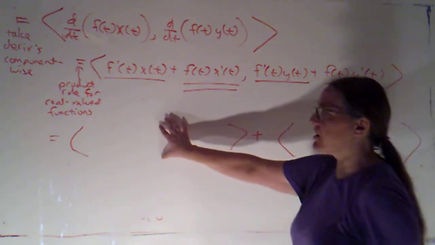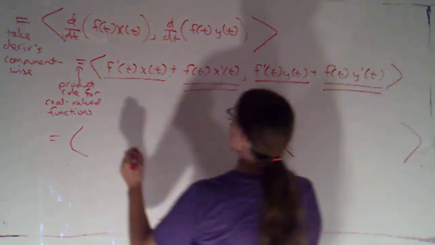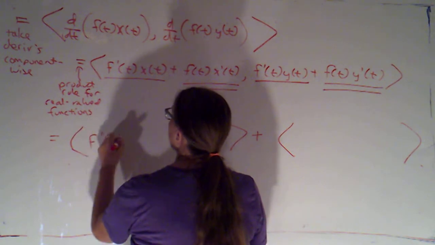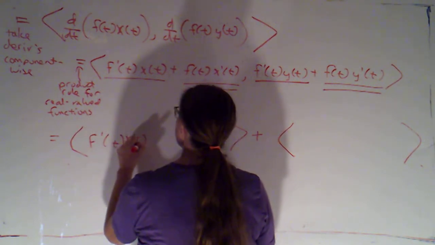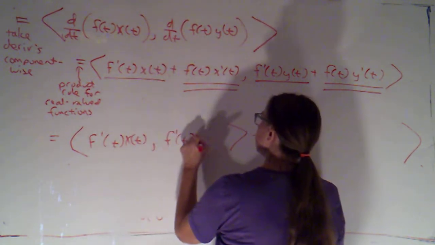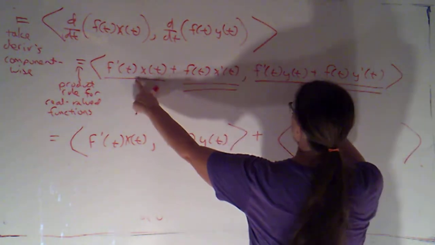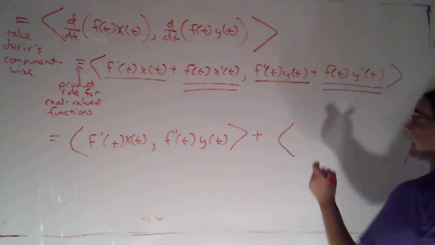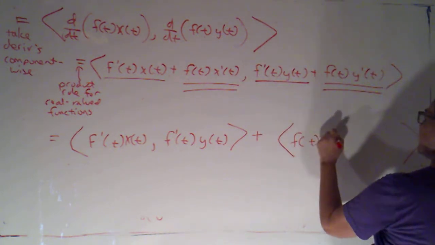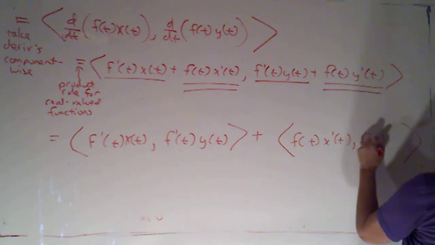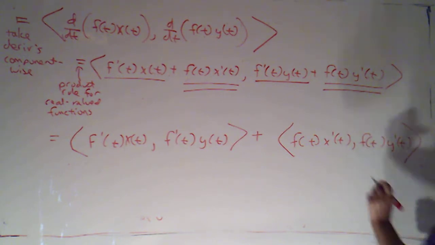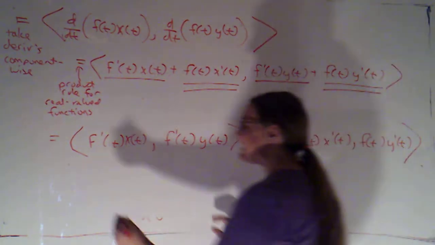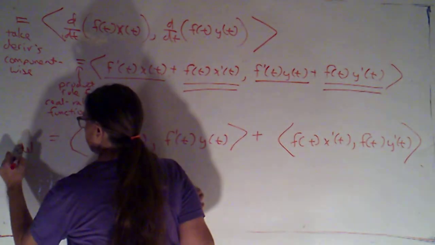For the first vector, I'm going to take the terms that have the f prime in them. Okay. So that would be f prime of t times x of t, comma, f prime of t times y of t. That's what I've got underlined once. Plus, in the second vector, I'm just going to put the second terms. f of t, x prime of t, f of t, y prime of t. Okay. Now, what I just used there is the definition of vector addition.